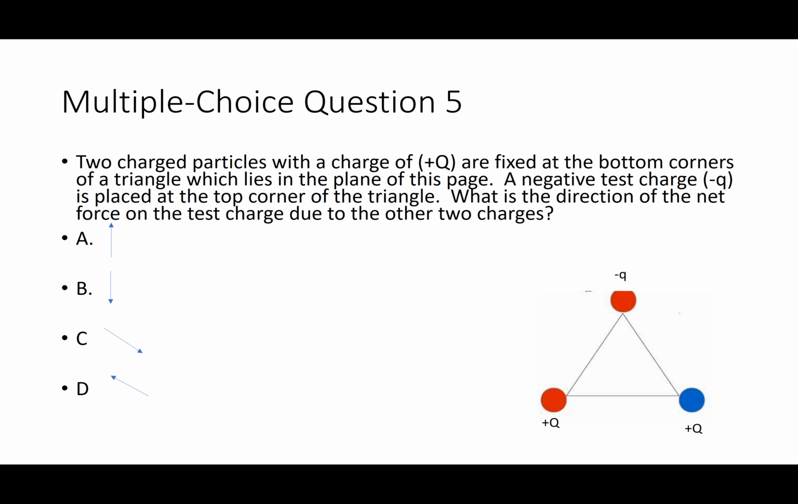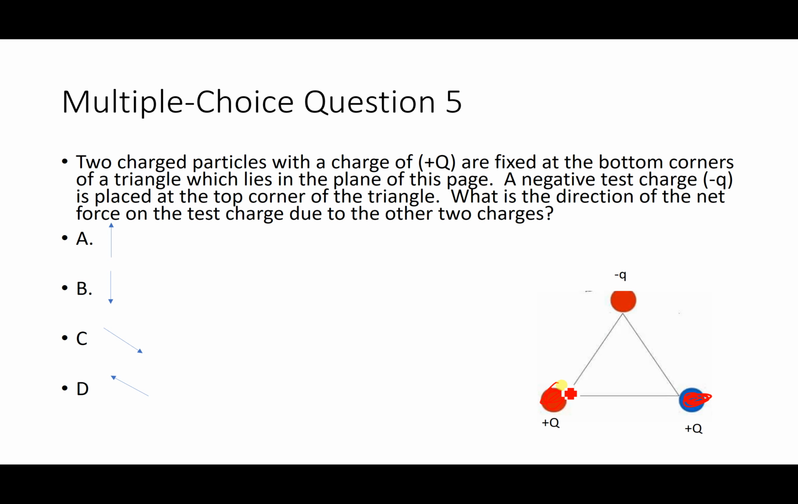All right, now we're on question 5. 2 particles with a charge of plus Q are fixed at the bottom corners of a triangle which lies in the plane of this page. So here and here. A negative test charge of negative Q is placed at the top corner of the triangle. What is the direction of the net force on the test charge due to the other 2 charges?